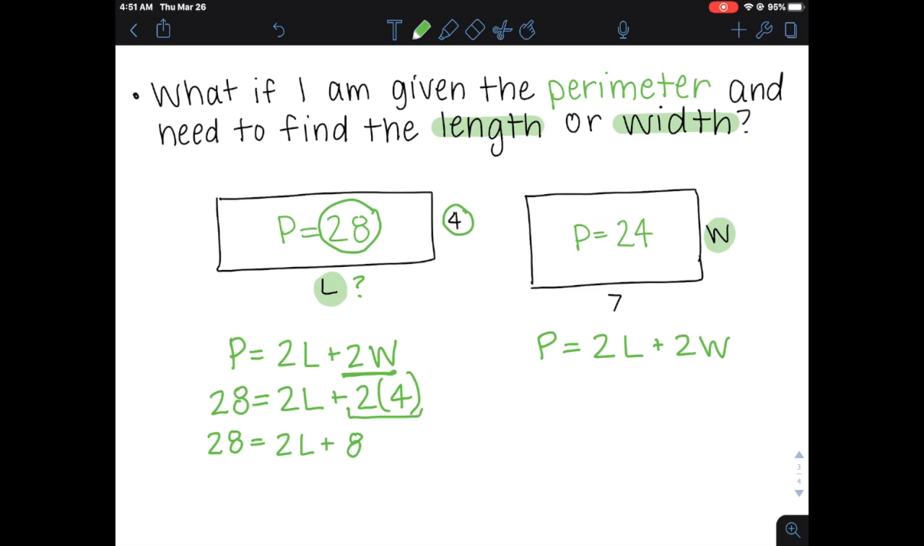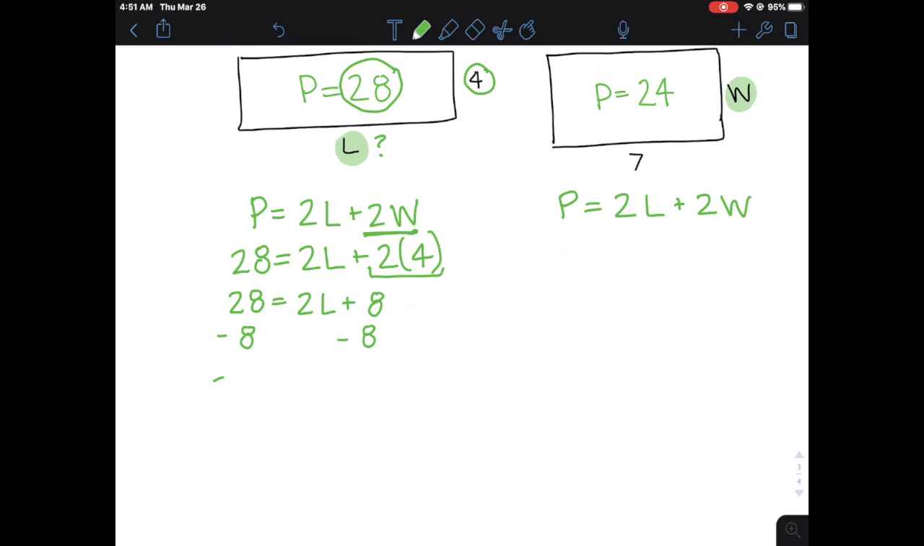Again, we're trying to get L all by itself. So let's do the next thing. We can get rid of that 8. In order to do that, we subtract 8 from both sides. That leaves us with 20 on this side. 8 minus 8 is 0, so we're left with 2L plus 0 on this side, so just 2L.